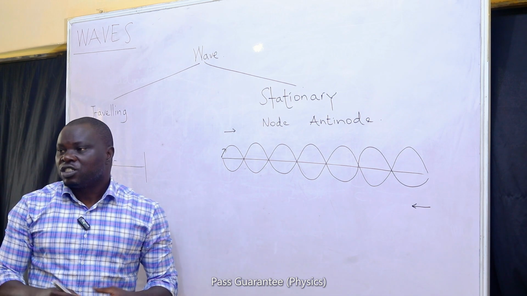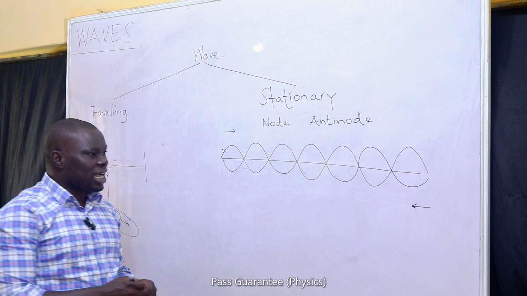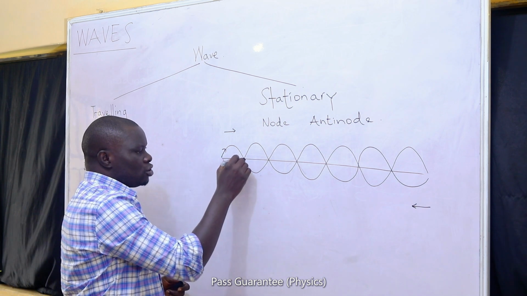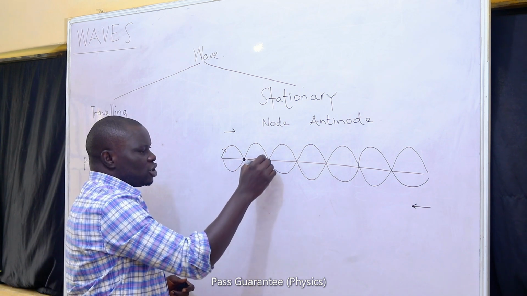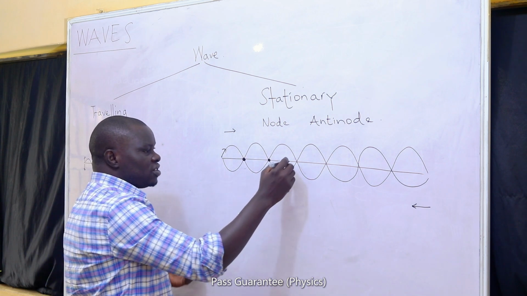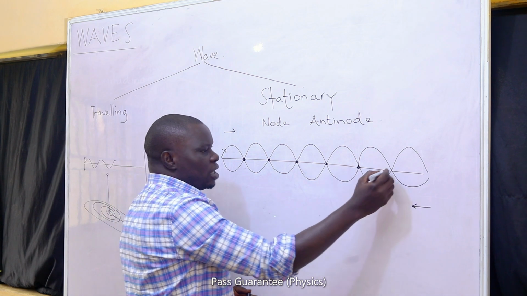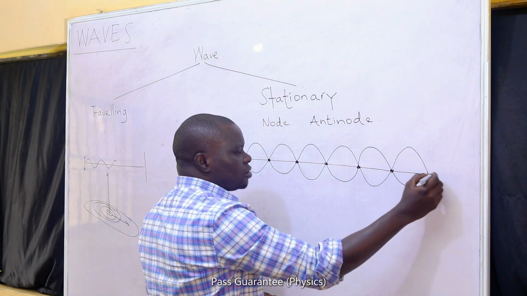They are points of zero vibration. They are points that are permanently at rest. I'm going to show you, this point is at rest. This point is at rest. It has no displacement. Points of zero displacement, points of zero vibration are the nodal points. Nodal points are points of zero vibration.